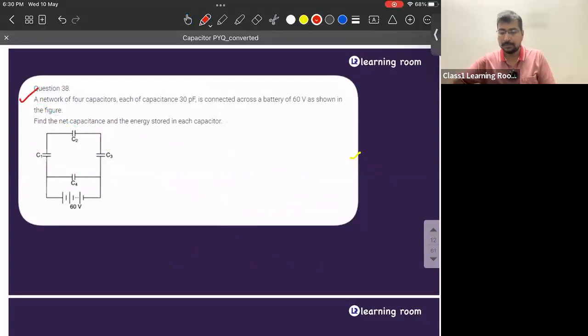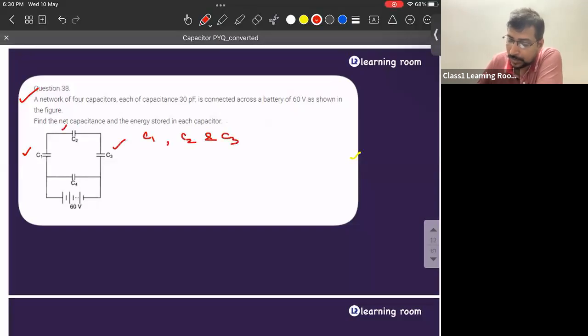So look at this question. A network of 4 capacitors, each of capacitance 30 picofarad, is connected across a battery of 60 volt as shown in the figure. Find the net capacitance and the energy stored in each capacitor. So if you observe, C1, C2, and C3 are in series.